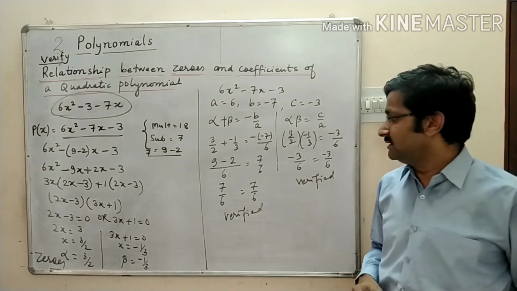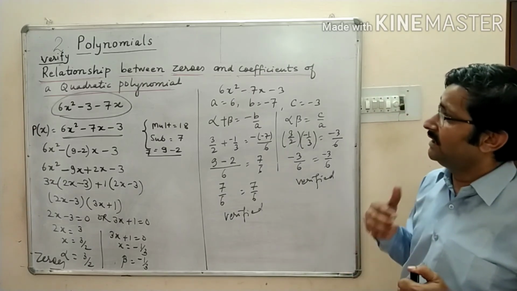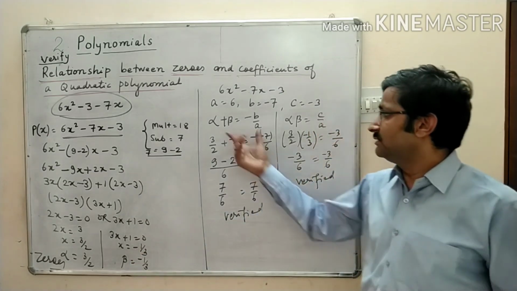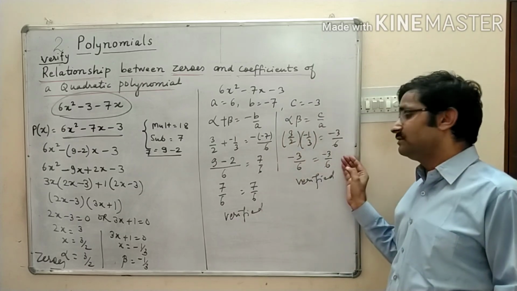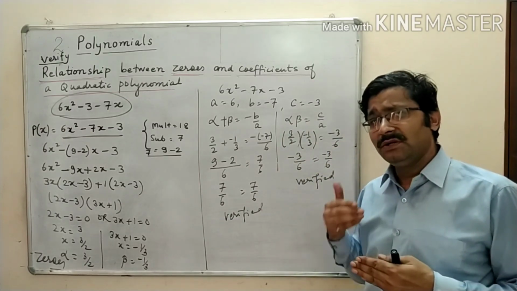Okay, do all of you understand this? Here you have to verify, not just find. If the question is given to find the zeros, you will do this part only. If you have to find alpha plus beta, you do this part only, which means 7 by 6 you get. If you have to find alpha and beta, you do this part also. Look here, here you have to verify, so you will do the whole part.